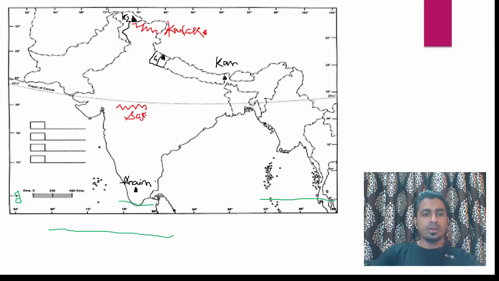You have to remember which state it is in, and which place it is near. So the majority part of the Satpura range is in Madhya Pradesh. So you will have to make it here.